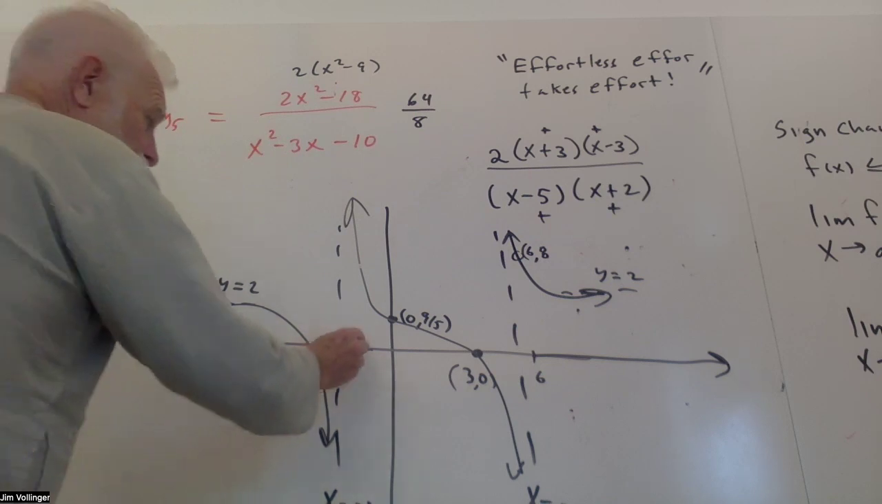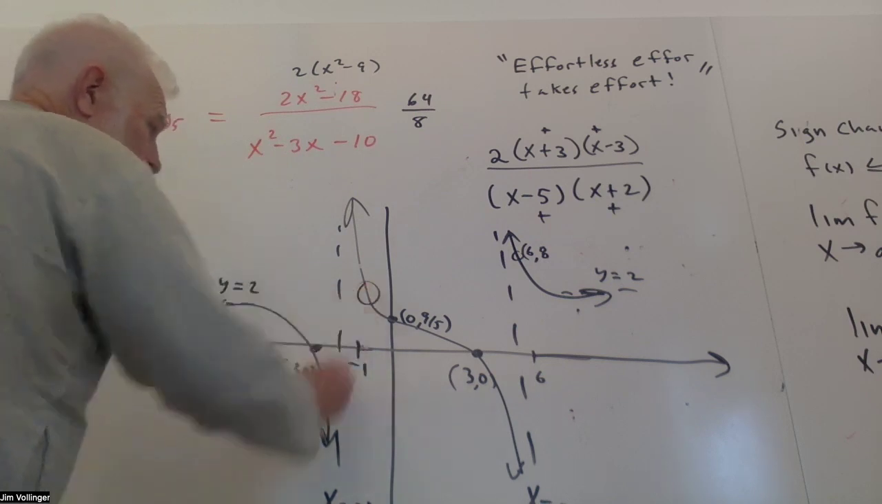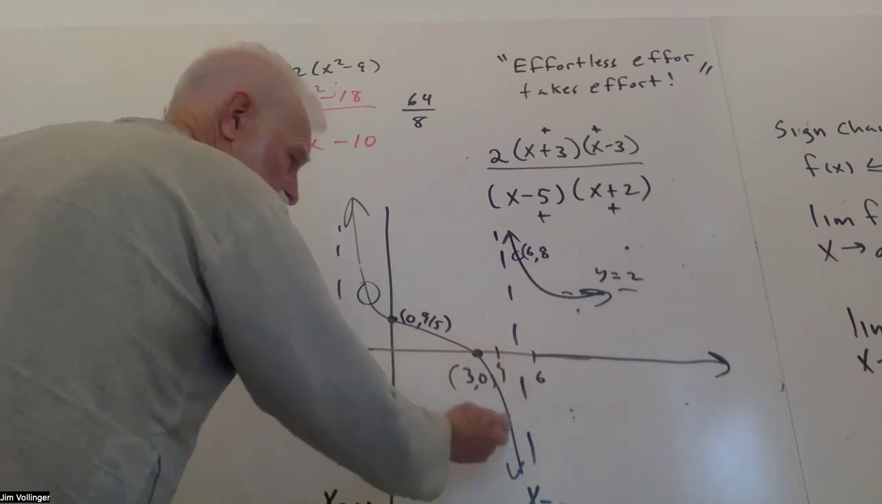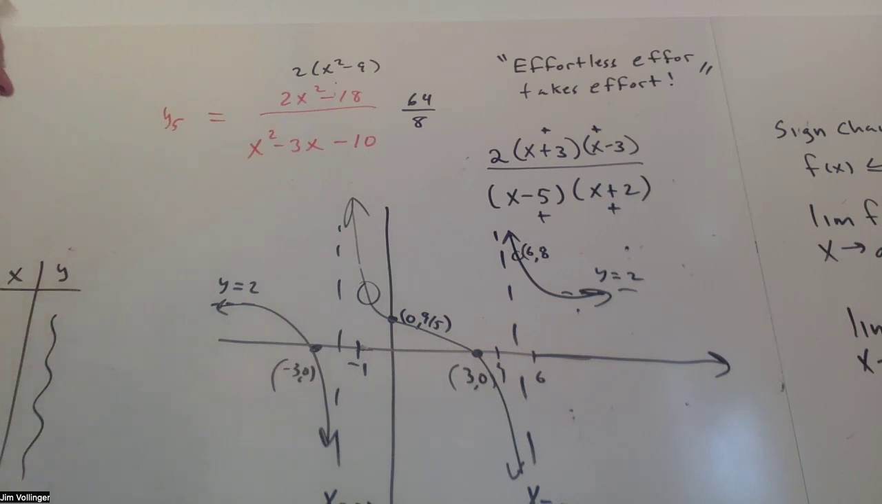I think you could pick negative 1. That would be nice to make sure you get a positive. You might want to pick 4. That's a nice one. See if you get a negative. Go ahead and do that.